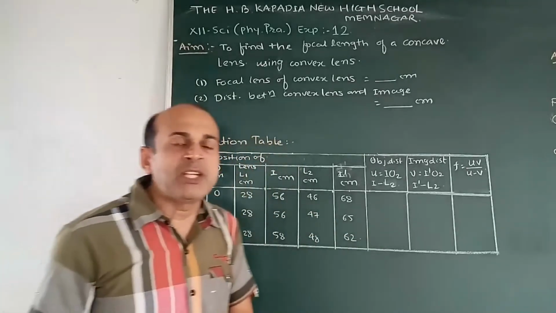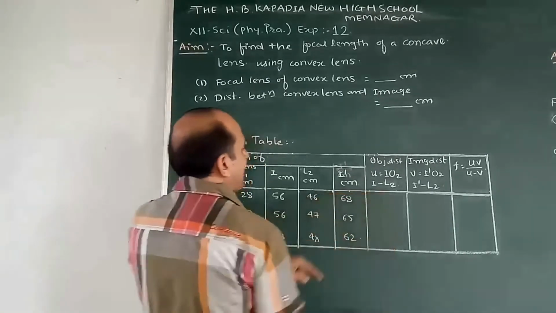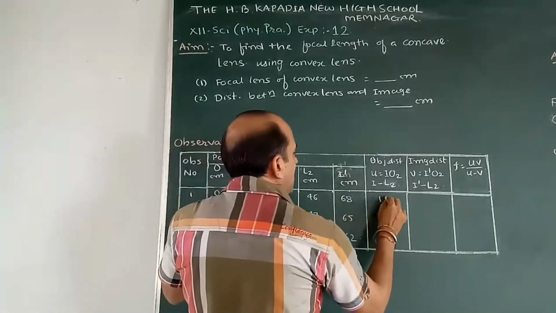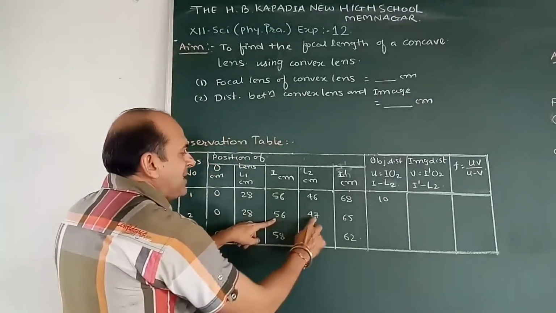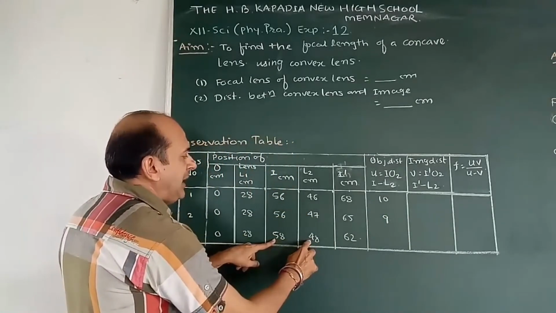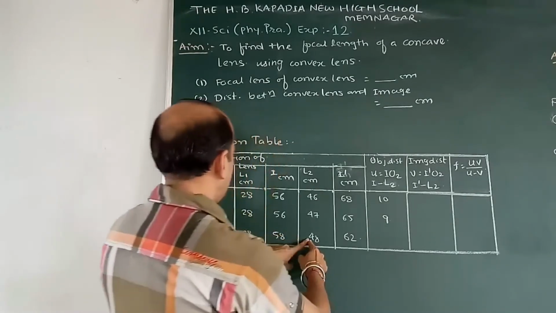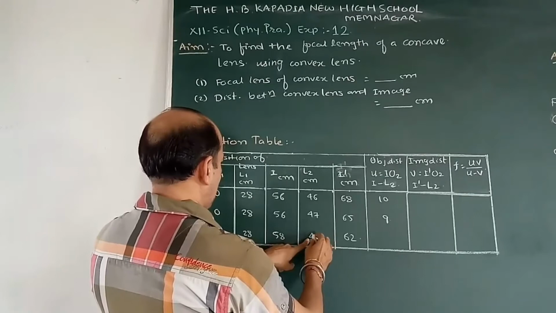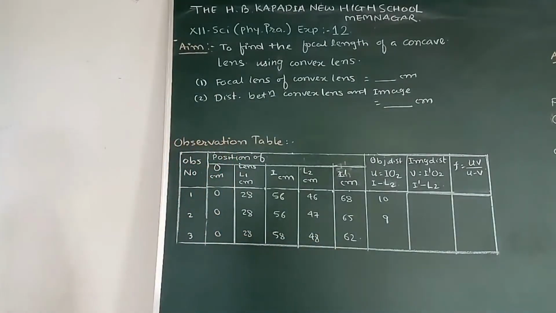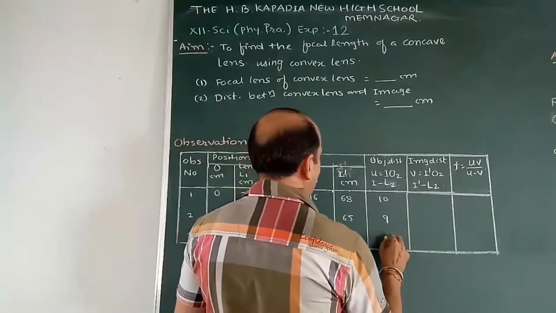Now let us find the object distance. How will you find it? The object distance is I minus L2, where this is I and this is L2. So this minus this, the object distance is 10 centimeter. I minus L2, now the distance is 9 centimeter, and 56 minus 48 is 8 centimeter.